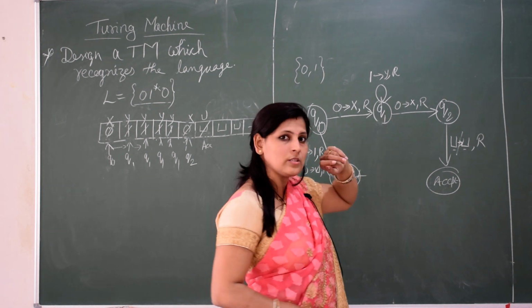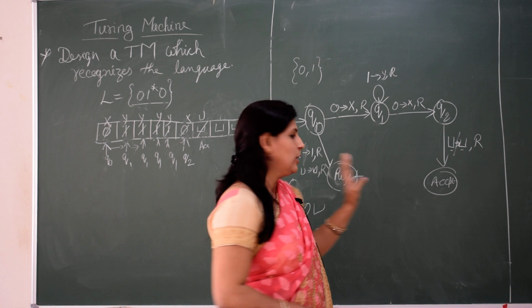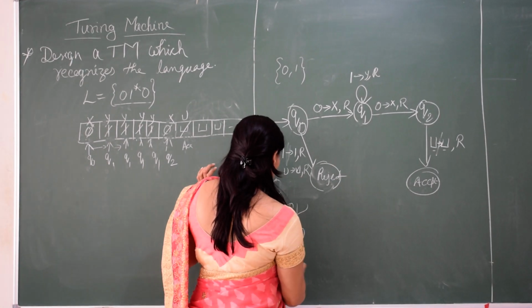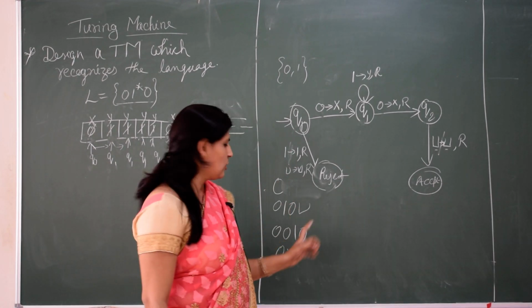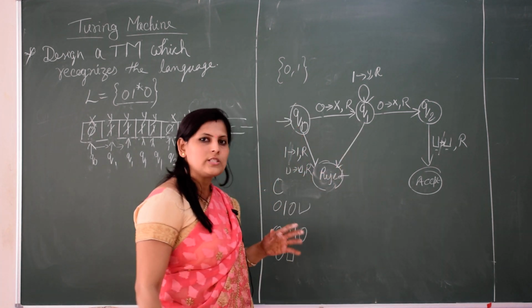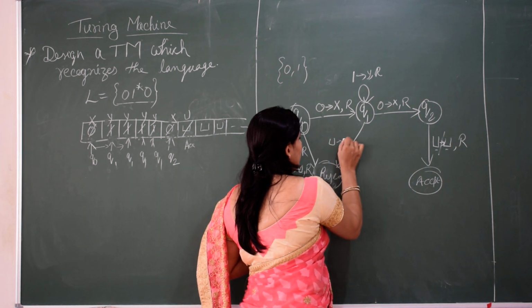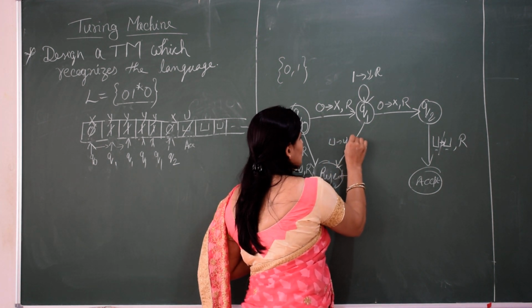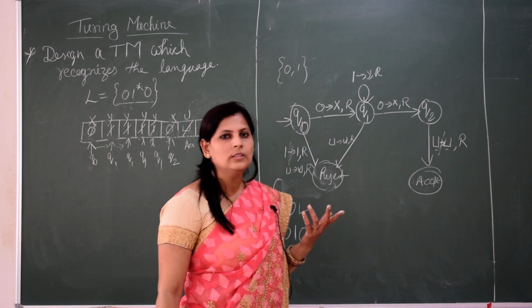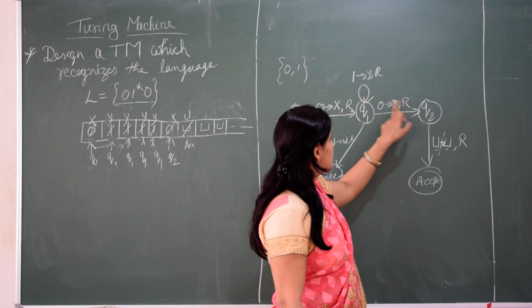If blank comes, when can that be? If your string is a single 0, it should not accept. So at that point, if blank comes, it should go to the reject state. So if blank comes, it will leave it as blank and move right. Then all inputs are covered.